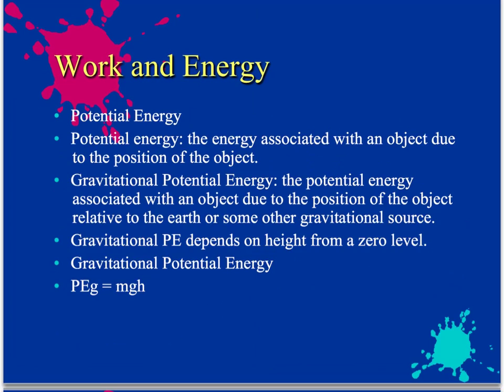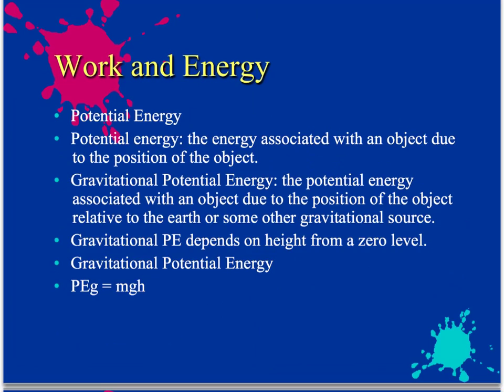Gravitational potential energy depends on the height from a 0 point. Like if I drop my pen in class, I'm going to call the 0 point probably the floor. But if I drop the pen off the side of a building, I can call my 0 point the ground. So you have to have a 0 point to start from, or something's just going to fall forever.